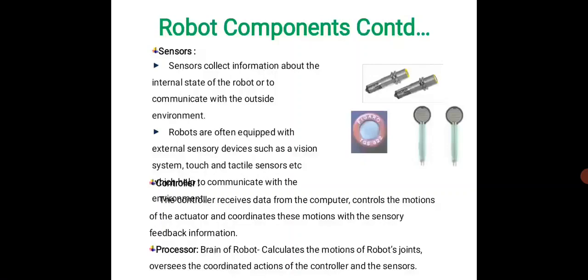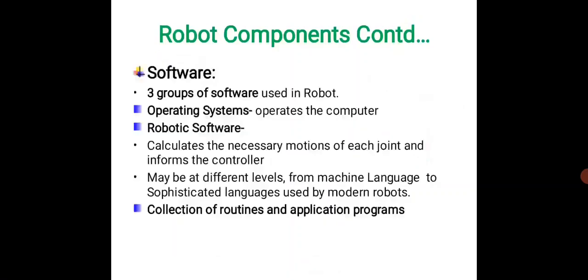So this is used to calculate the motion of the robot joints. So it will calculate all those things, and that will be utilized. And another important aspect is software. So three groups of software are used in a robot. One is the operating system, which will operate the computer, and the second one is robotic software. As I told you, it will calculate all the necessary motions of each joint, and it will inform the controller.